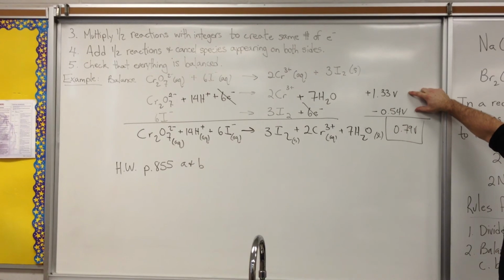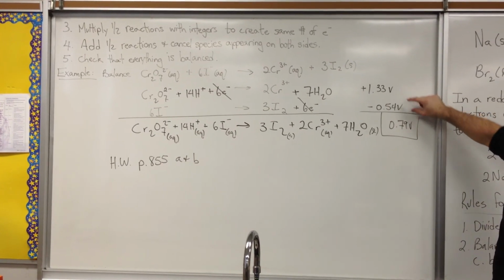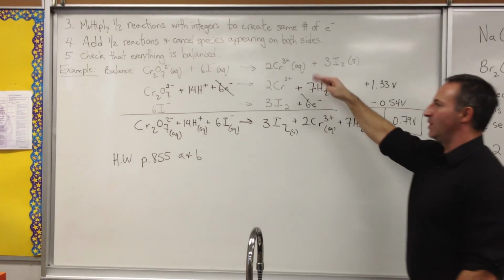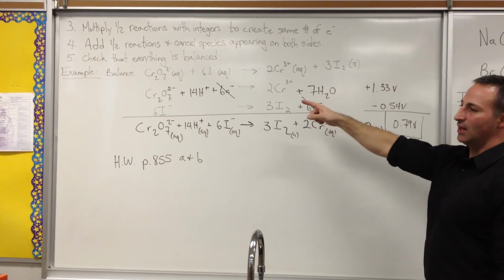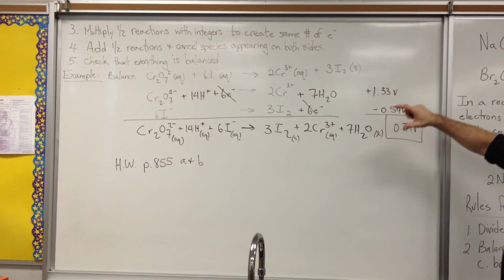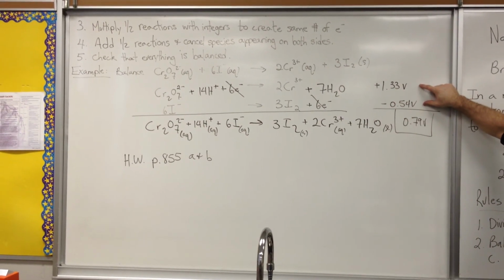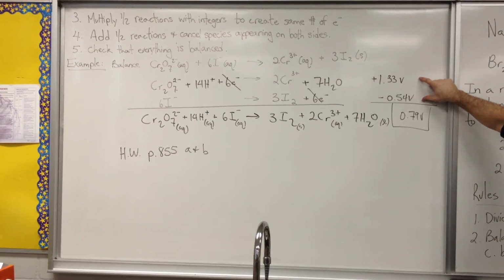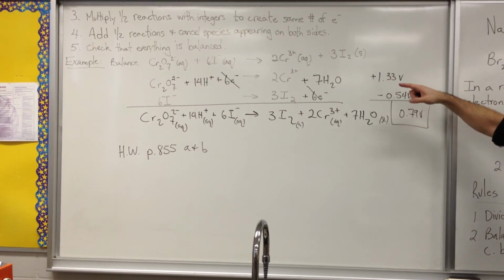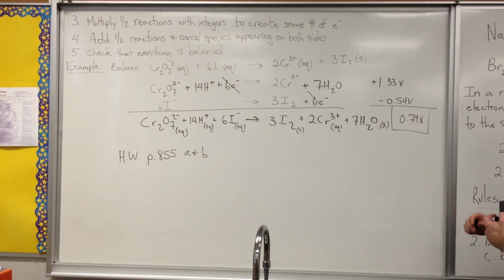One last point I'd like to add is that each half reaction comes with a voltage. And when you add the 2 half reactions, the 2 voltages are added. It doesn't matter whether you've multiplied the reaction by 2 or 3 to make the electron balance. The voltages aren't multiplied. They're simply added as they've stated. So this reaction would have a net voltage of 0.79.